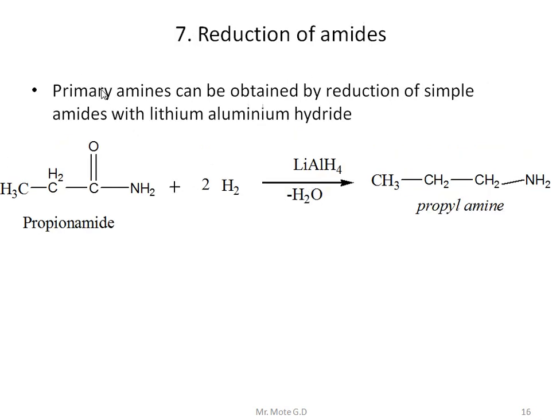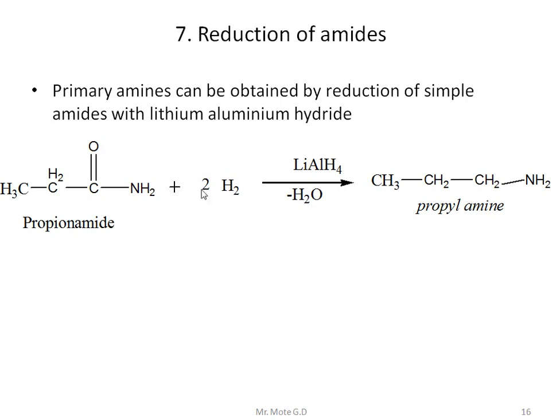Next, reduction of amide. Primary amines can be obtained by reduction of simple amides with the help of lithium aluminum hydride. So this is propionamide. We are treating it with 4 molecules of hydrogen, or twice H2. Then it undergoes reduction in presence of LiAlH4, which means lithium aluminum hydride. So this hydrogen is added to this, oxygen removed, and we are getting a water molecule.